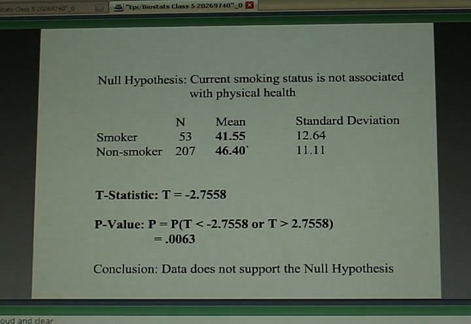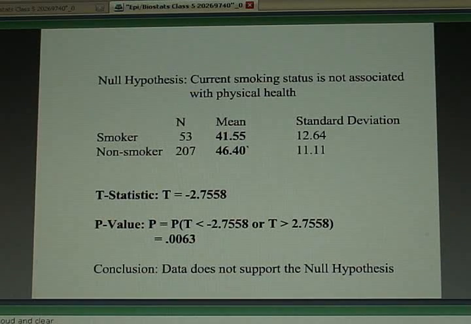And just like what we did for the 2x2 table, the way we determine whether the data supports the null hypothesis is by asking whether this number, minus 2.75, is a typical value for a t-statistic when the null hypothesis is true. So we look this number up in a table in the back of a statistics book. We look it up in a t-table. We see how often we get numbers as extreme as minus 2.75, and numbers smaller than minus 2.75, or bigger than a positive 2.75.